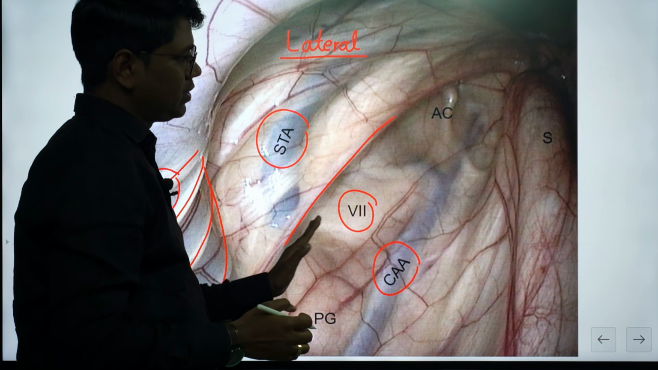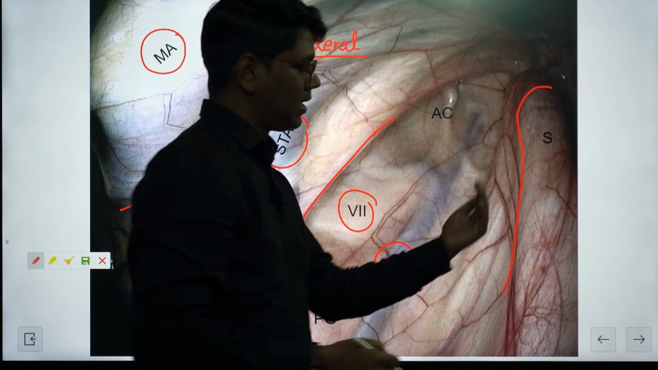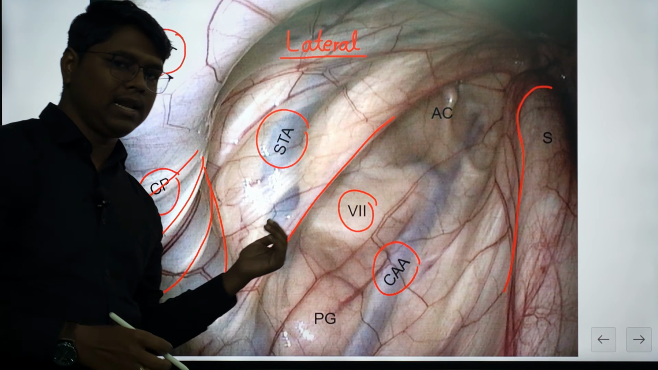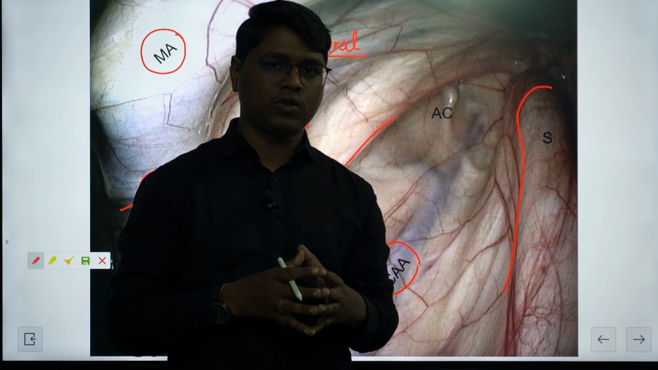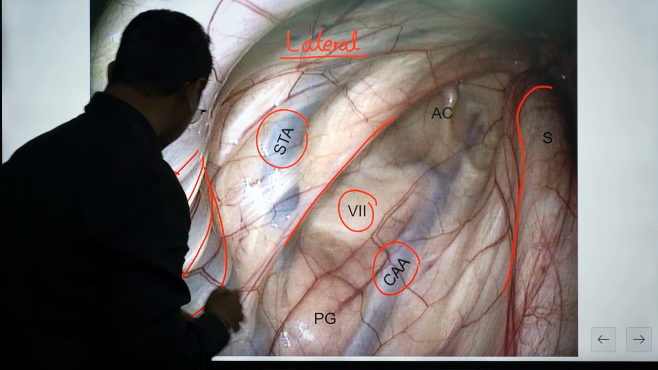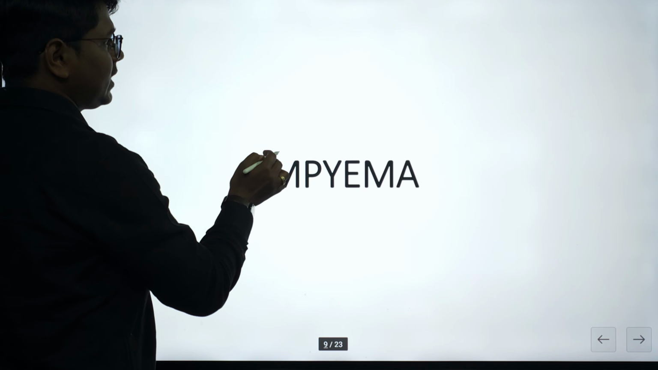So all these structures, this is the stylohyoid bone which separates. That side will be the medial, this will be the lateral. So all these vessels and nerves pass through this important structure, the guttural pouch, especially in horses. So let us go to the diseases.